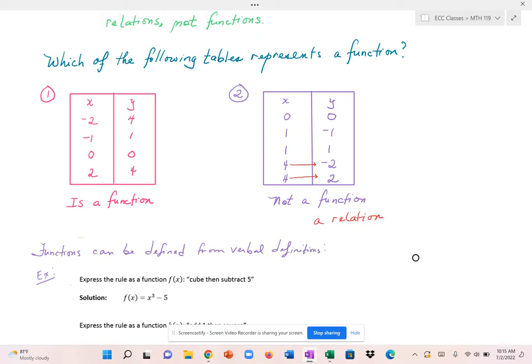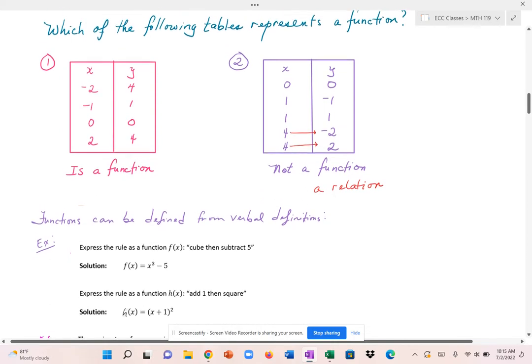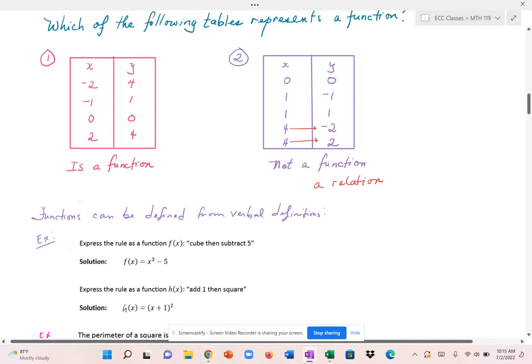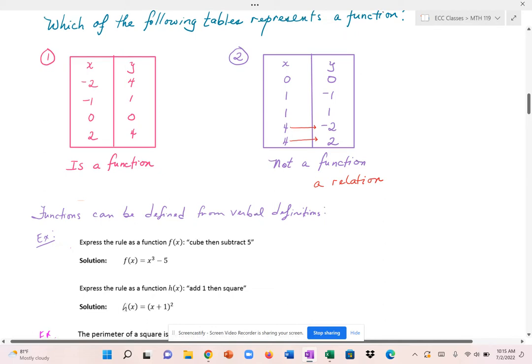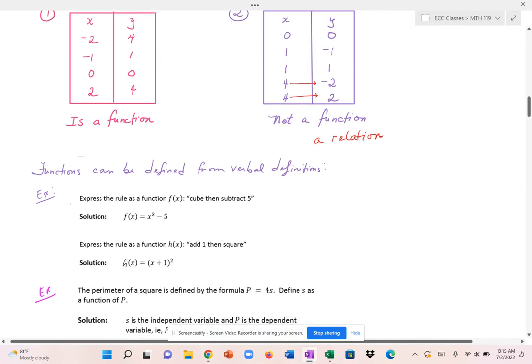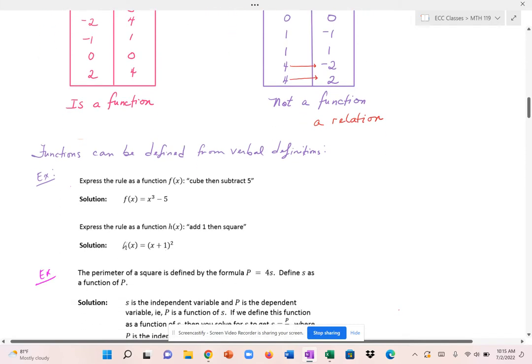And in the next one, we have h of x: add 1, then square it. So that means we're going to add 1 to x, which is what's happening here. And again, x is your independent variable, and then square the whole thing. So h of x is x plus 1 to the second power. The x plus 1 is in parentheses, and that's the translation.